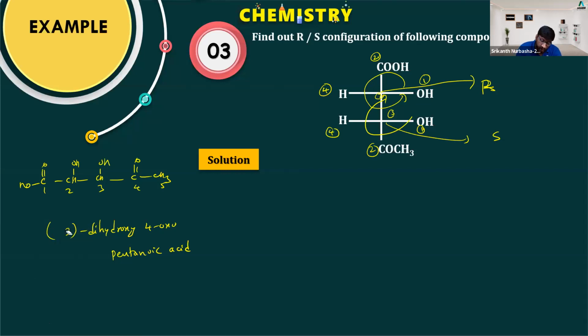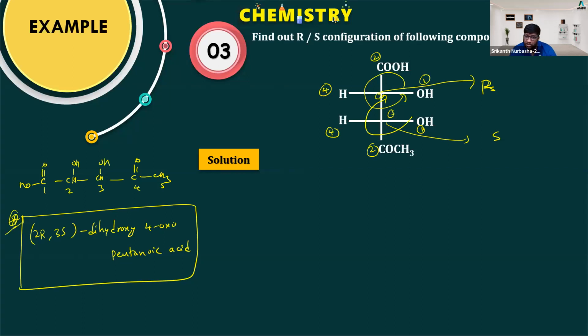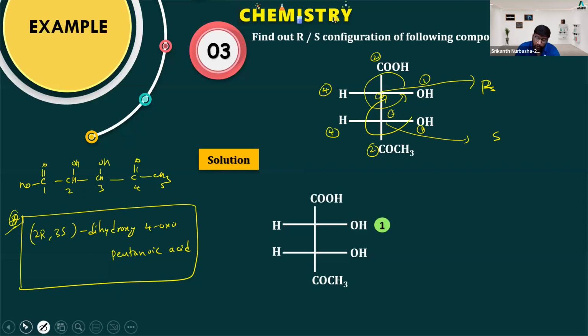So what is the correct IUPAC name now, including everything? 2R,3S-dihydroxy-4-oxo-pentanoic acid. Because the second and third carbons are chiral centers, I have given the configuration at those two chiral centers also. The configuration at these two chiral carbons is R and S. So the IUPAC name is 2R,3S-dihydroxy-4-oxo-pentanoic acid. That will give the correct idea.